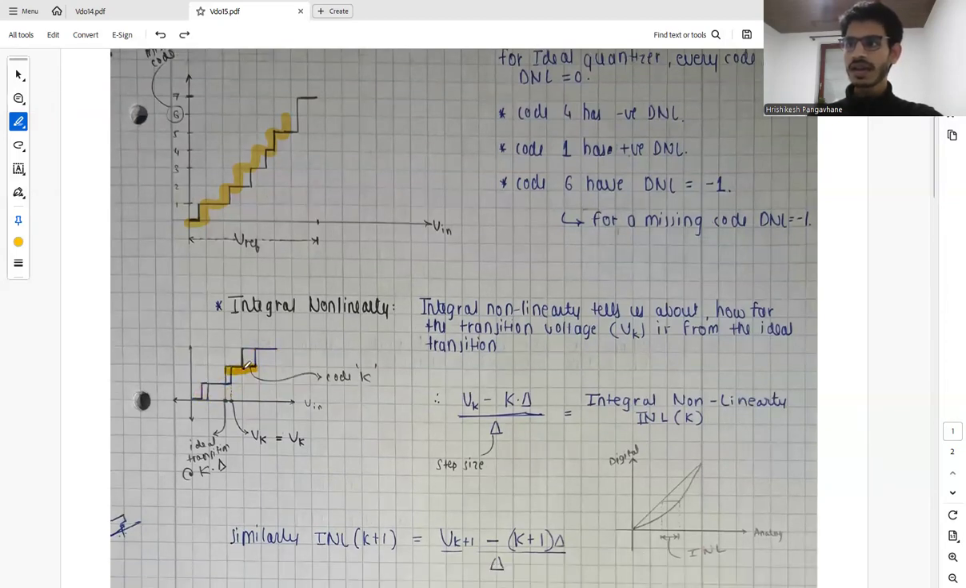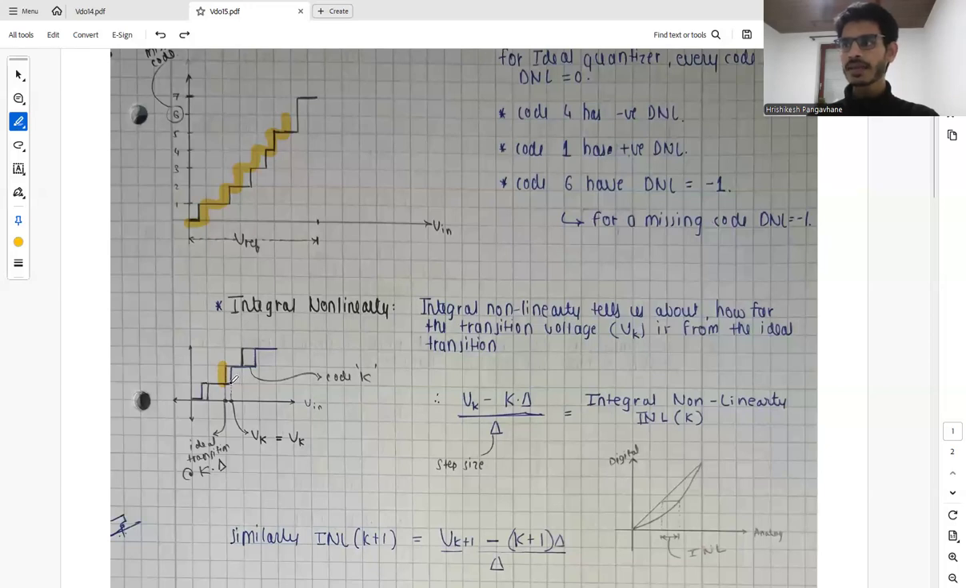Let's say we have a code K, and then this is the Vk, right? But when we talk about the ideal transition, it will lie at K times delta. So what is delta over here? Delta is an LSB, or a bit size, or ideal step size. So that's the ideal LSB. Then K times delta will be the voltage for that K code. So this is the ideal, right?